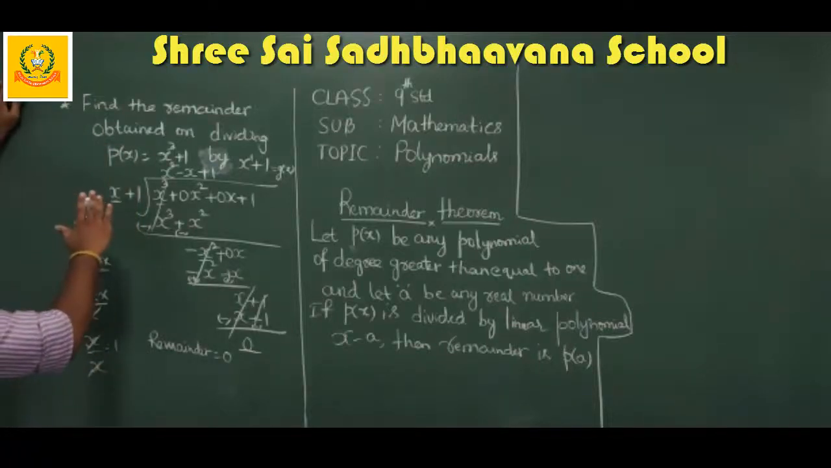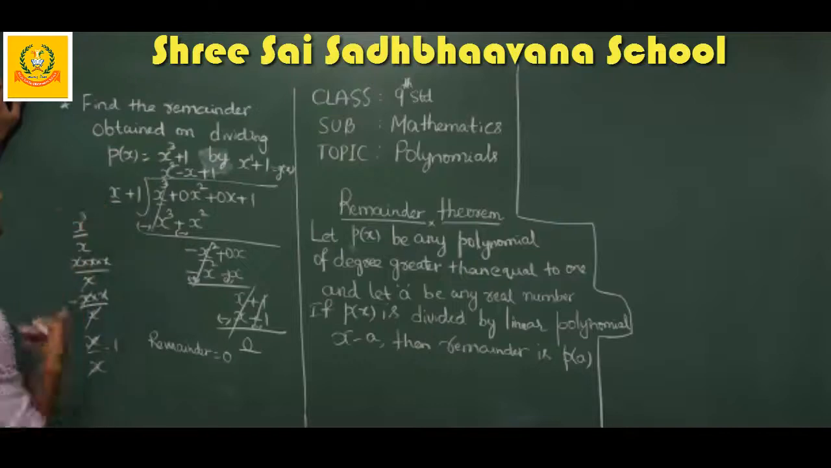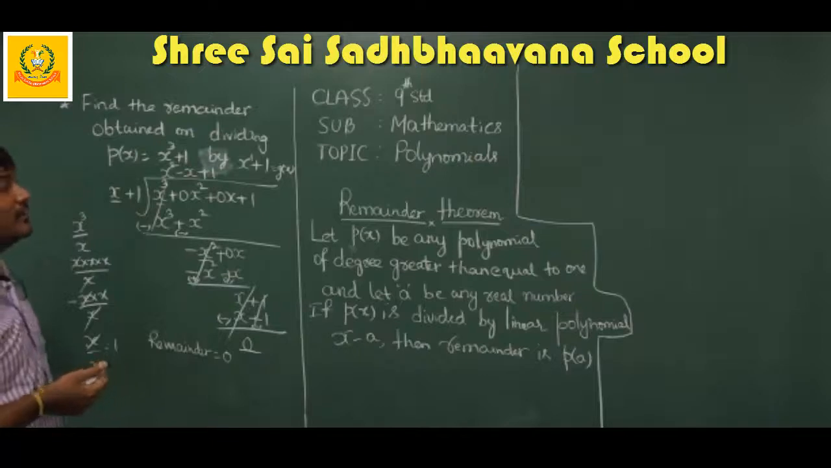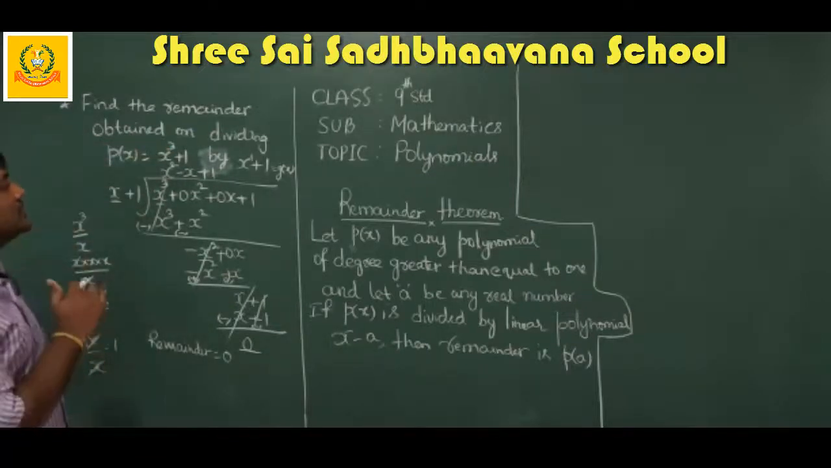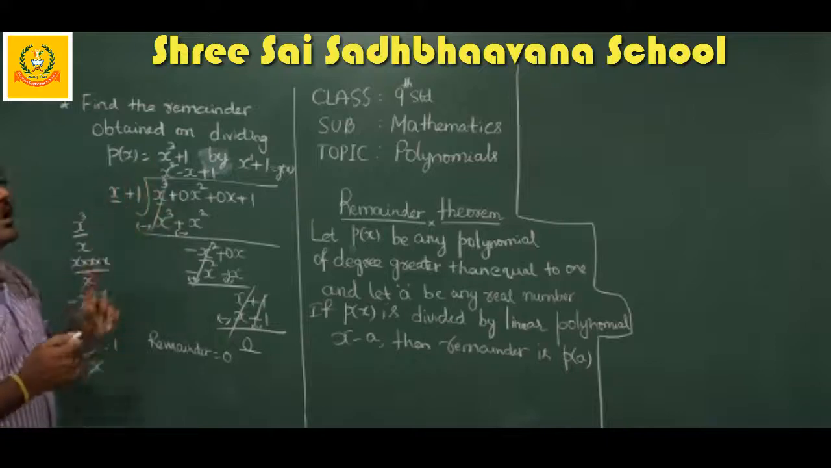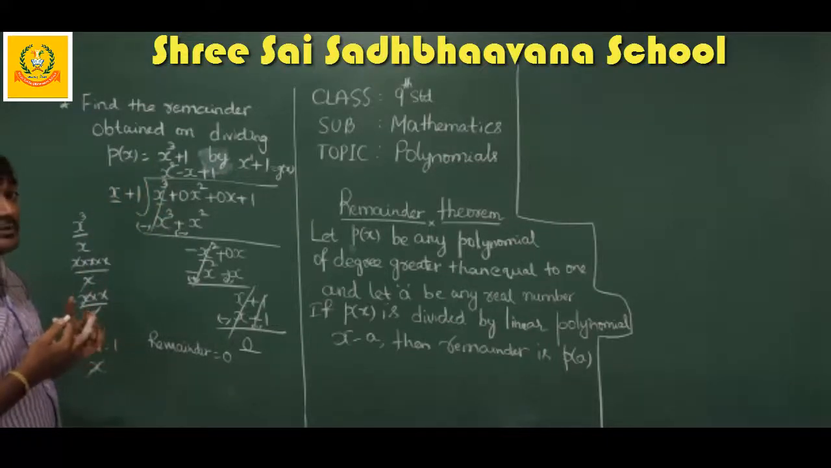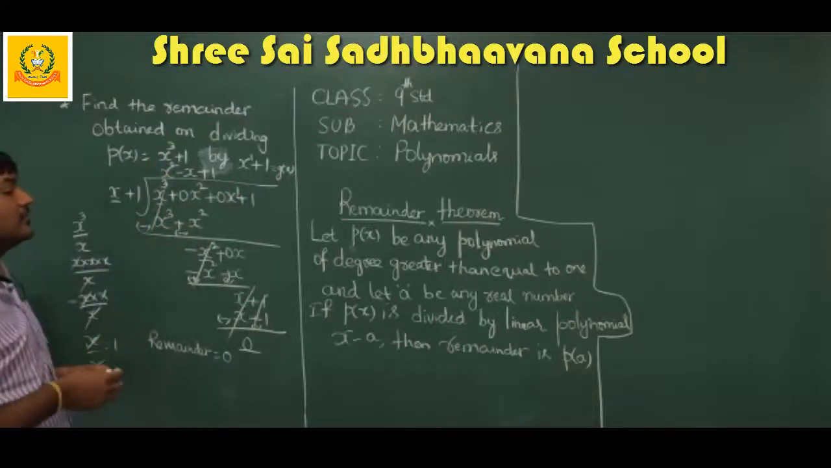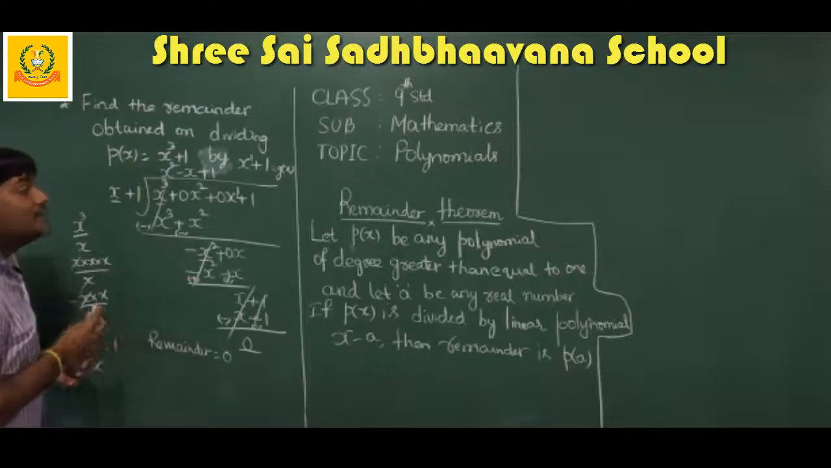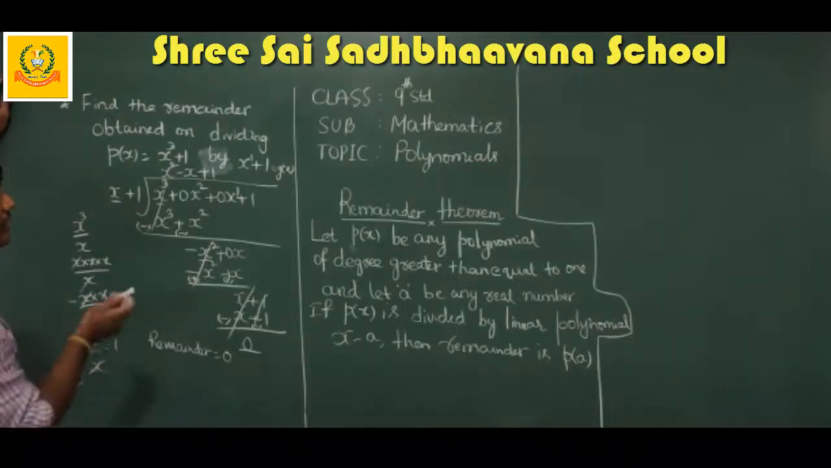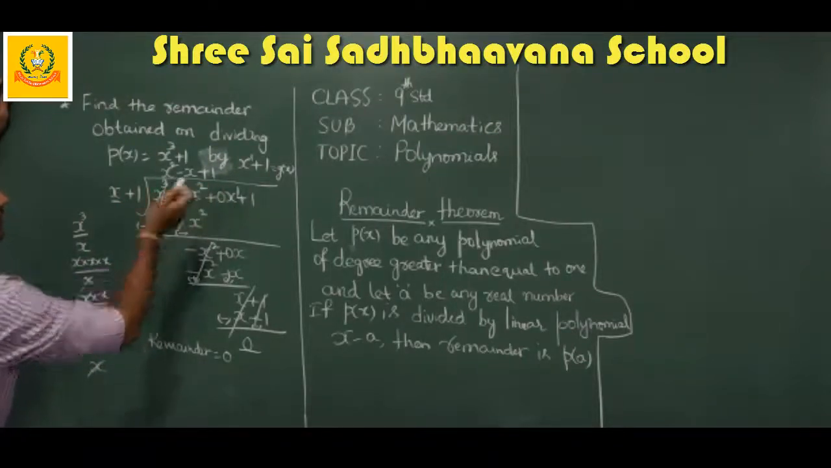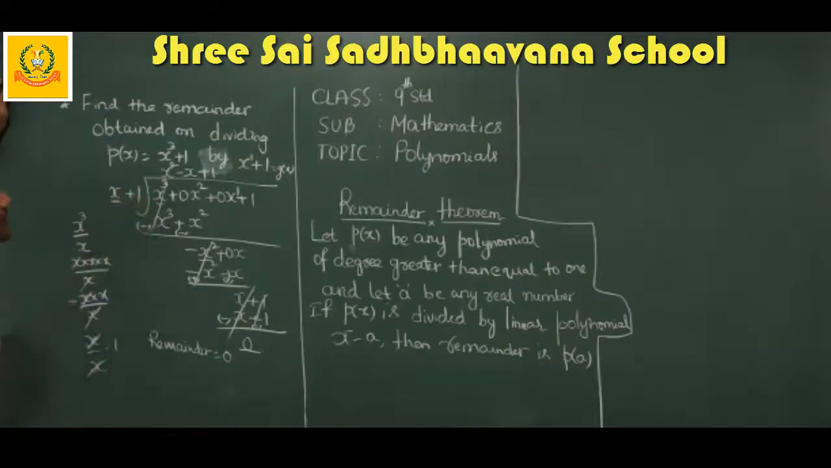Here, in this sum, assume that p of x is x cube plus 1, and g of x is x plus 1. In x cube plus 1, just look at the polynomial. You don't have the x square term and you do not have the x term. Only x cube and the constant are there. For the terms which are not there, you just take it as 0 into that term. For example, x square is not there, so 0 into x square, x is not there, so 0 into x. So we can write it as x cube plus 0x square plus 0x plus 1.